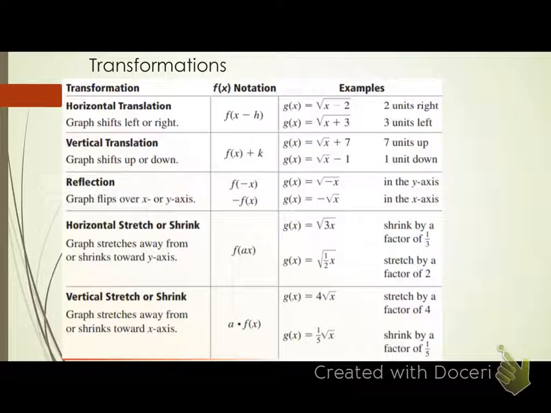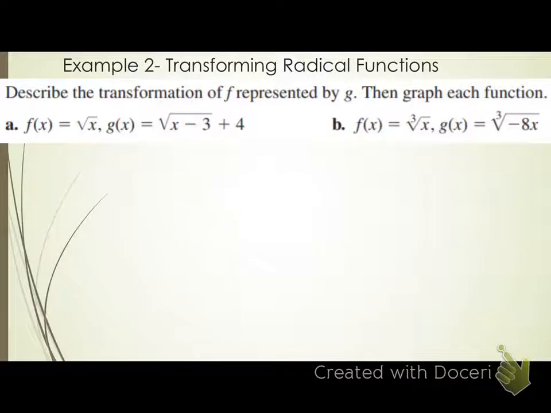Good. Okay. Example 2. It says, describe the transformation of f represented by g, then graph each function. So my f of x function is just my parent square root function, correct? And so it wants me to describe the transformations occurring from here to here, and then graph the function. So I've got x being subtracted by 3 underneath the radical. I've got 4 being added to the function outside the radical.